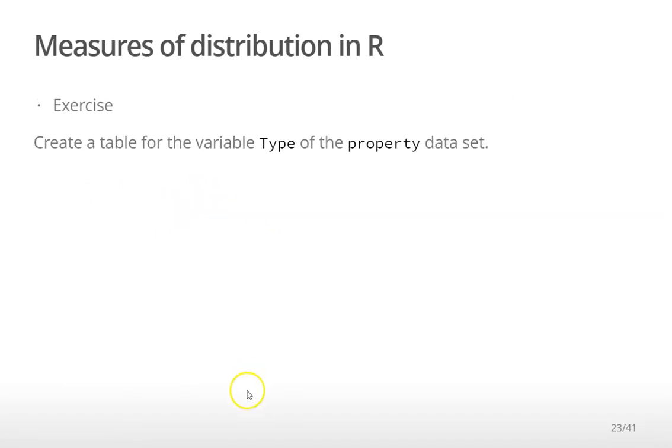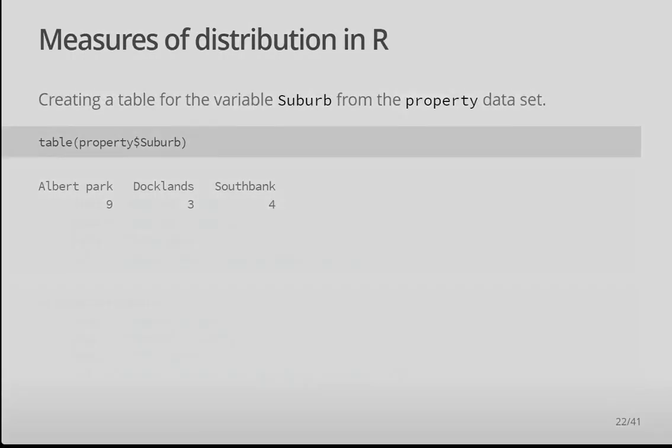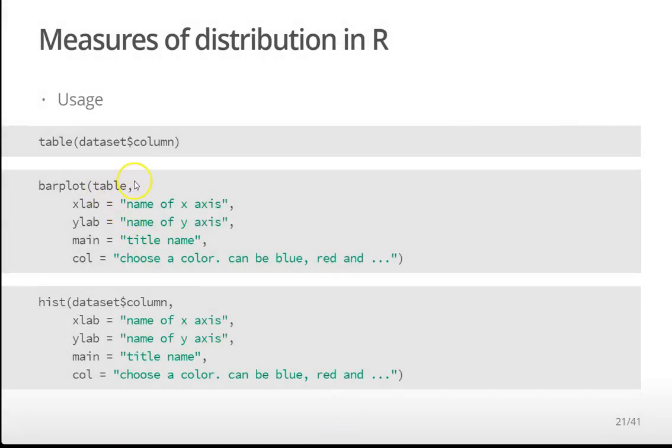For your own exercise, you can develop a table for the variable type from the property data set and investigate the results. So let's develop a bar plot. As you can remember, if I go back, you're going to see a bar plot has a few different arguments. I'm going to add them one by one, and we're going to explore the results. For example, you see we have a table as an input. Then we have x-axis name, y-axis name, main title, and the color of the figure.